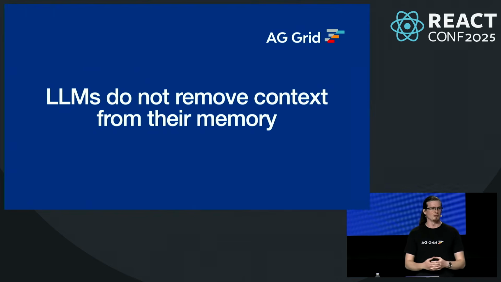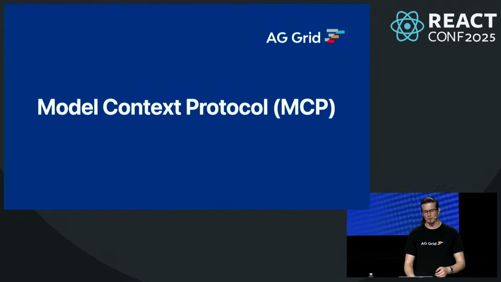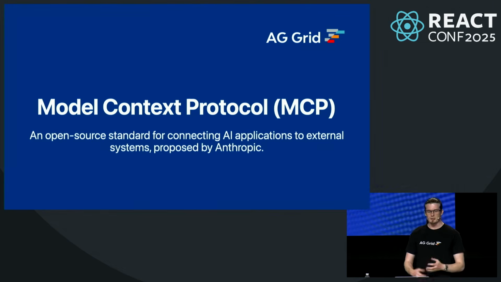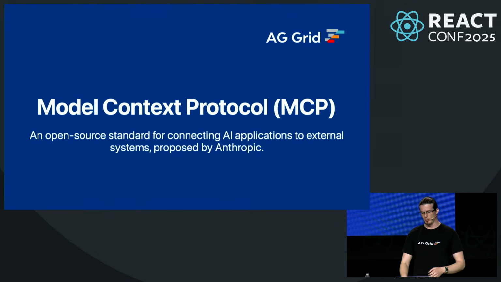So with the latest versions of AG Grid, that can be a bit of a problem. So what is the solution? Obviously, it's Model Context Protocol. So MCP is an open source standard for connecting AI applications to external systems, and it was proposed by Anthropic.